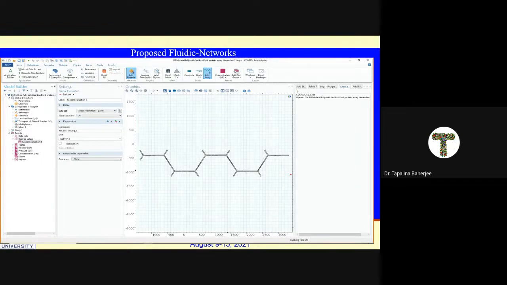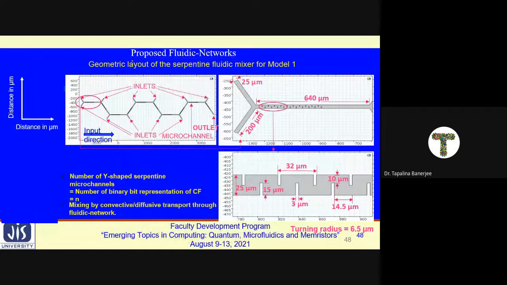We consider two types of geometry. Let us consider this first one. Here you can see this is the input direction. All these points are inlets, and in between these we have this microchannel. Dimensions are specified also here.